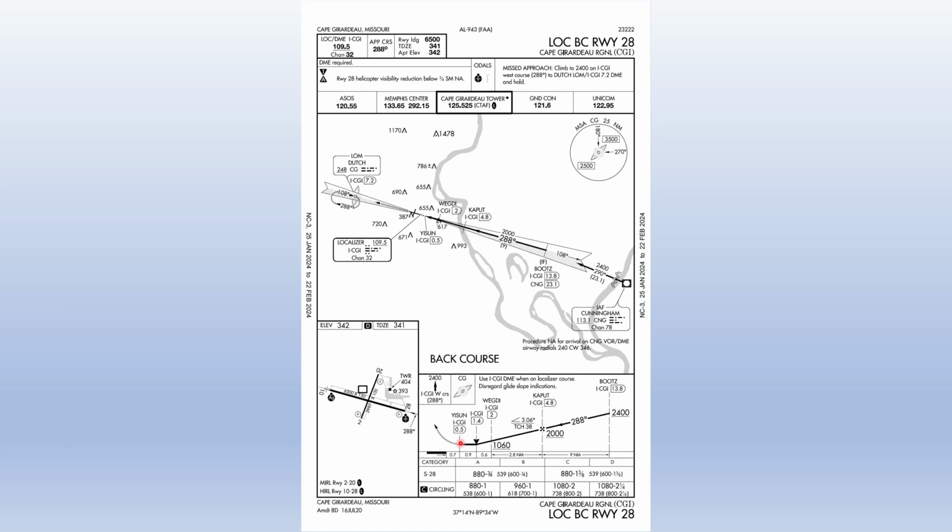Our missed approach point is out here at 0.5 nautical miles, or 0.5 DME on the localizer transmitter. And likely, once you get inside of that 0.5 nautical miles, I'm sure the course probably gets just too sensitive.